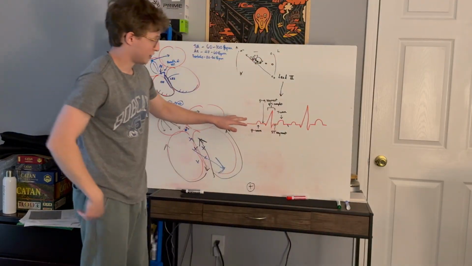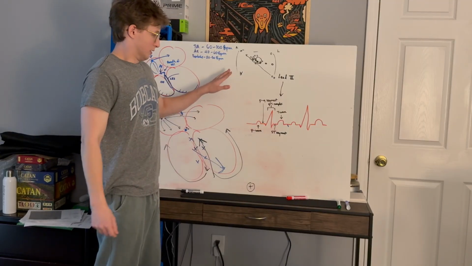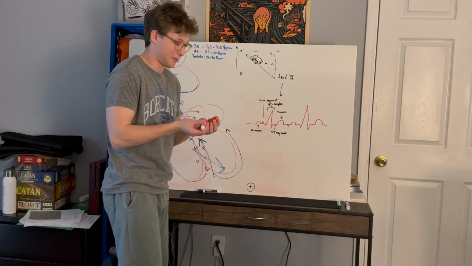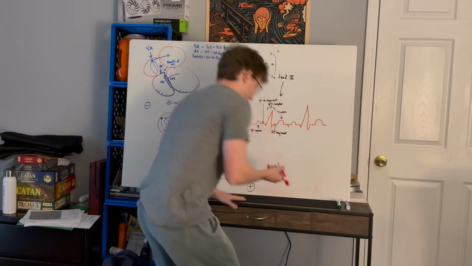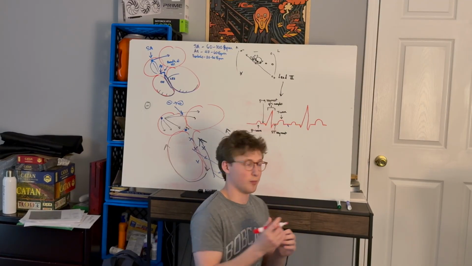So now we kind of understand what these waves are. Let's talk about their timing. Okay, the timing is really important. So on an ECG strip, you have the large boxes and the small boxes.